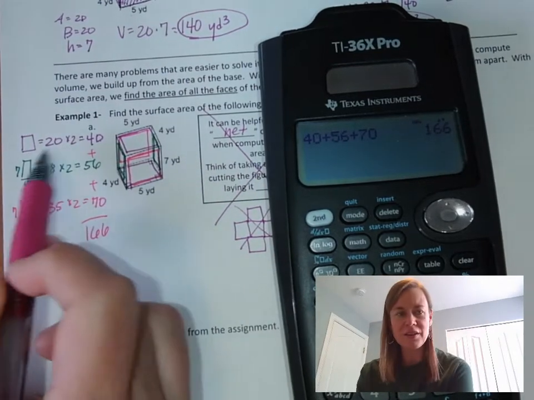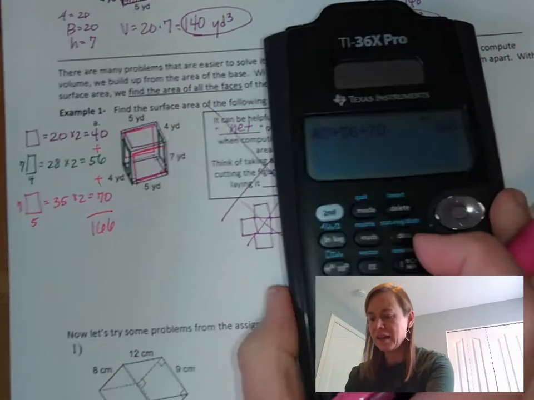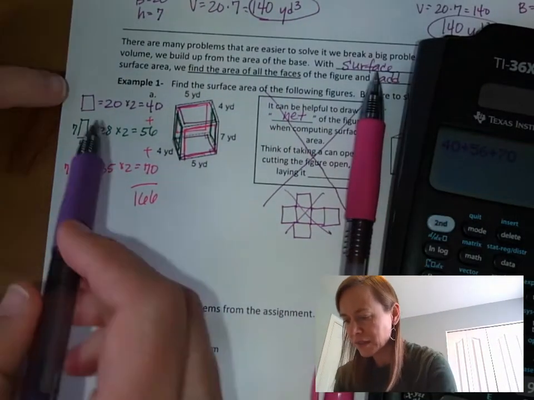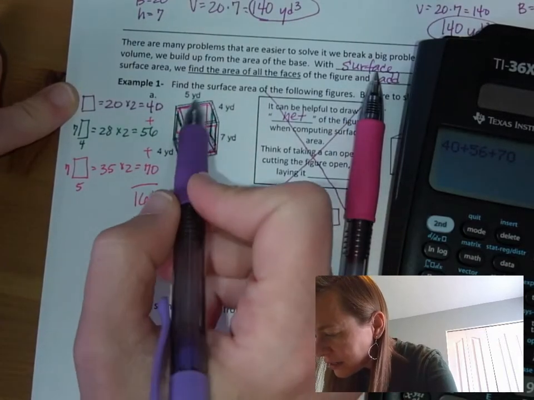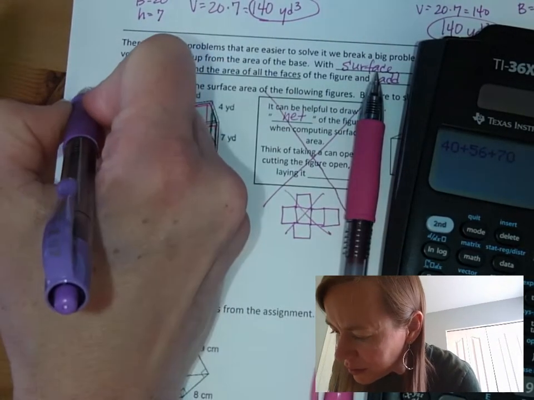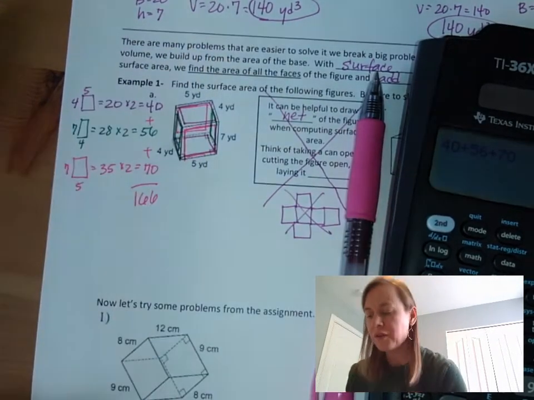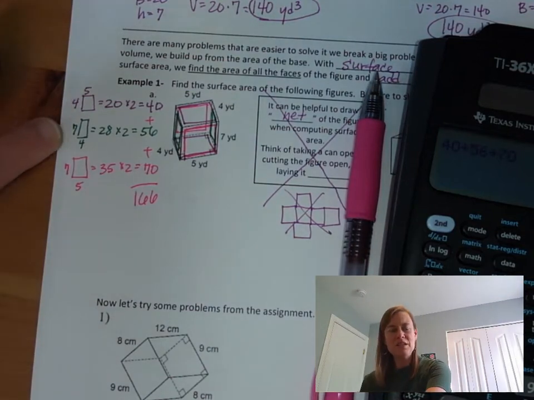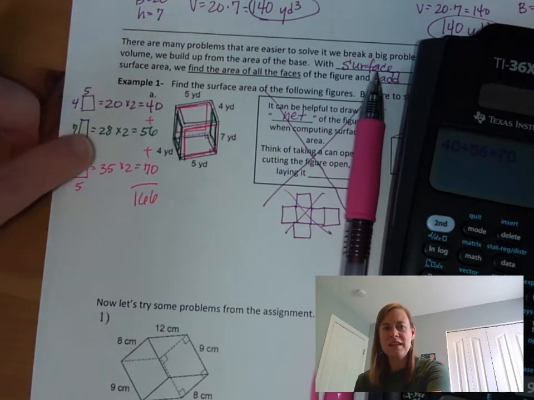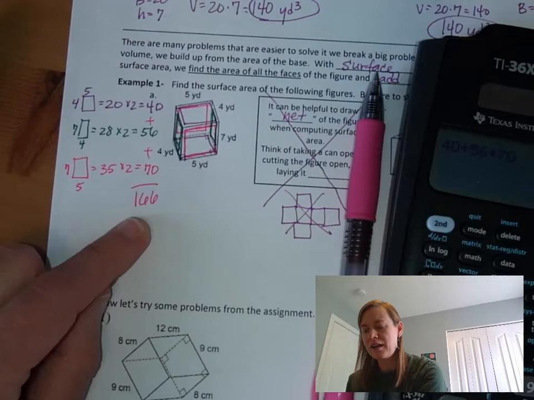And feel free to use a calculator anywhere you want to along the way. I meant to write those dimensions here on this. Let's see. That was the top. It was 5 by 4. So 5 by 4. There we go. So you have one of each of those 3 faces. You find the area, you multiply them by 2, and you add them up.